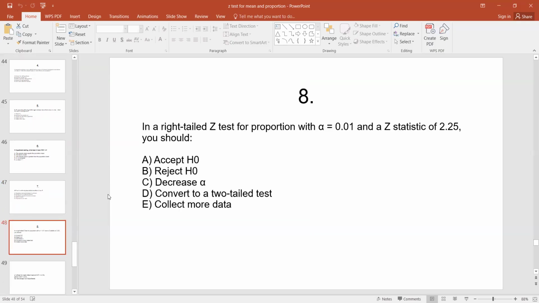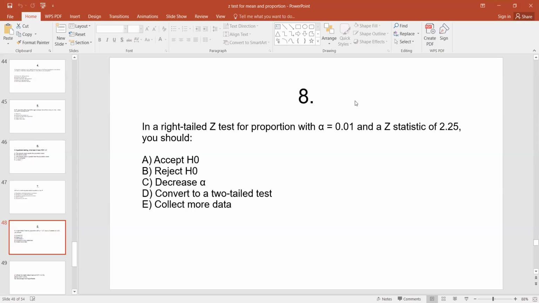MCQ number 8. In a right tail z-test for a proportion with level of significance equal to 0.01 and z-test of 2.25, you should: A. Accept the null hypothesis. B. Reject the null hypothesis. C. Decrease alpha. D. Convert to two-tail test. E. Collect more data.